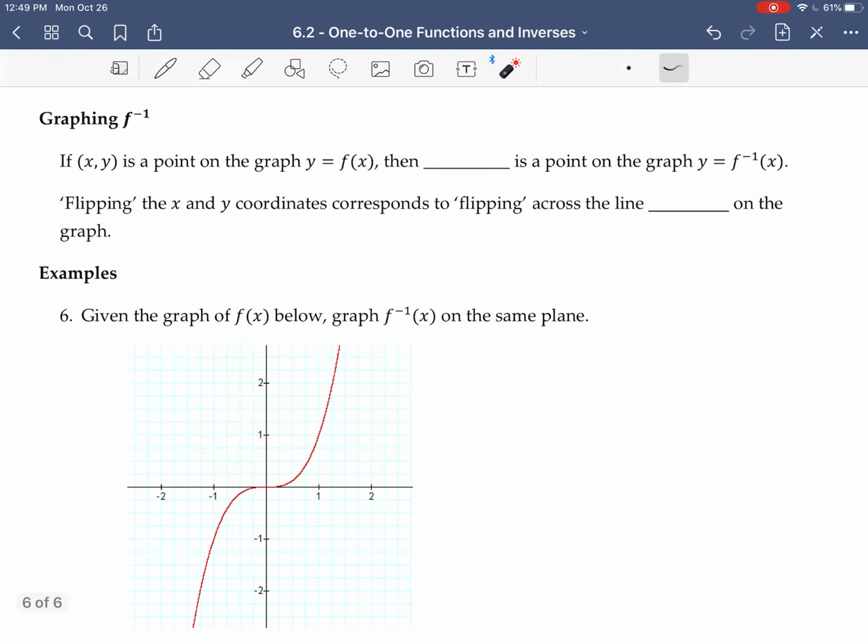Now, what does this mean for the graph? If (x, y) is a point on the graph of y equals f of x, then the point (y, x) is a point on the inverse graph. So you flip the x and y coordinates. This corresponds to flipping across the line y equals x on the graph.